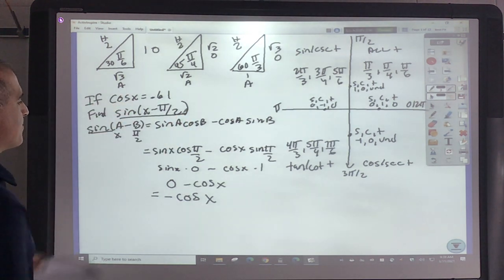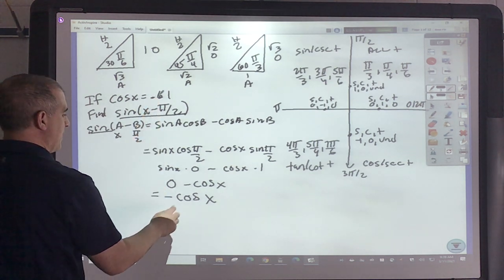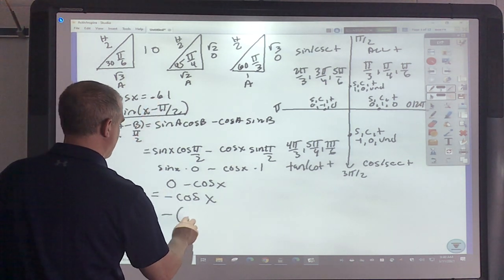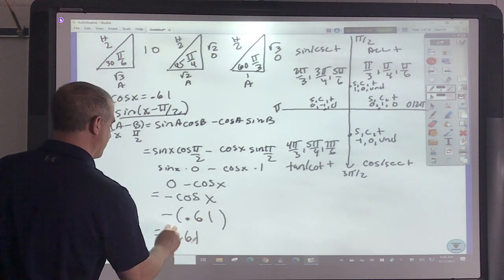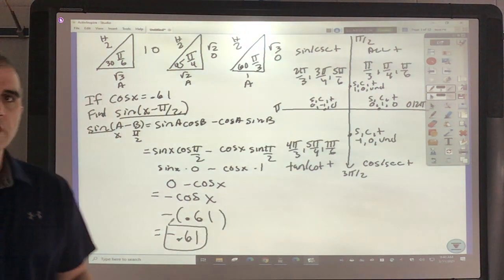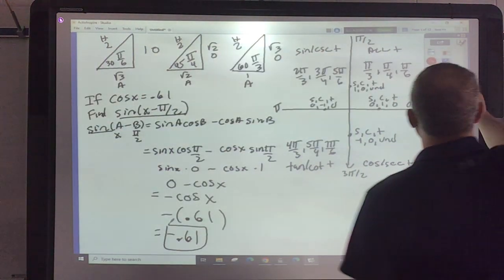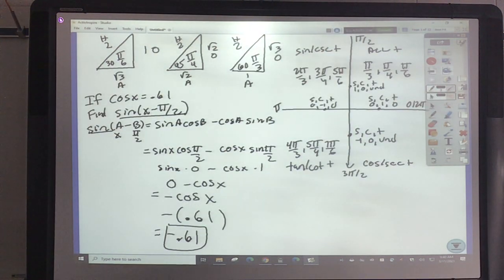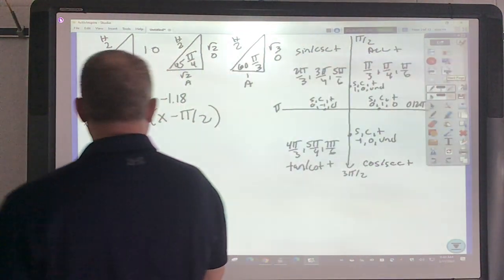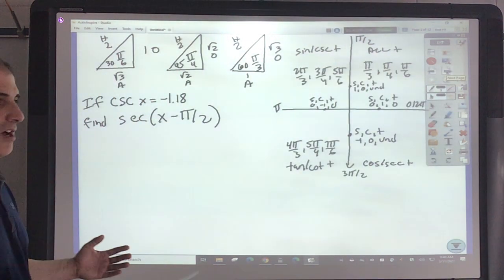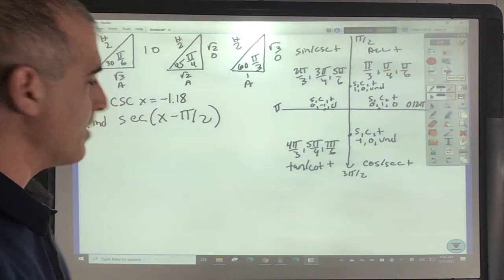Well, at the beginning of my problem, they gave me that the cosine of x was 0.61. So I can just simply substitute that and get negative 0.61. That's all you got to do for that one. Pretty simple, you just got to use the identity. Now, someone might say, Mr. Evans, I looked at our formula sheet. We don't have secant. Yeah, but we have cosine.